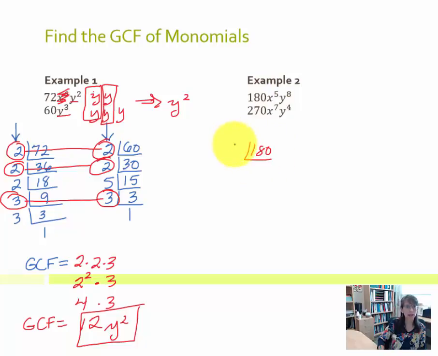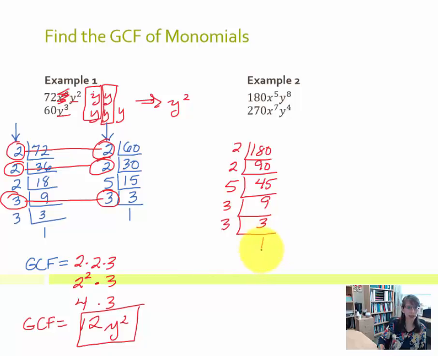Since it's even, I'll divide by 2. That leaves 90. Again, that's even, so I might as well divide by 2. That leaves 45. That's not even, but it ends with 5, so I can divide it by 5. That leaves 9. 9 is divisible by 3. That leaves 3. And 3 is divisible by itself, leaving 1.